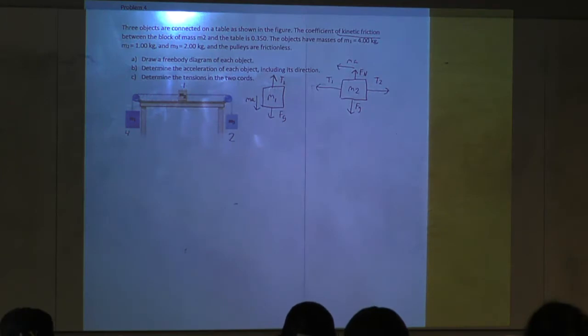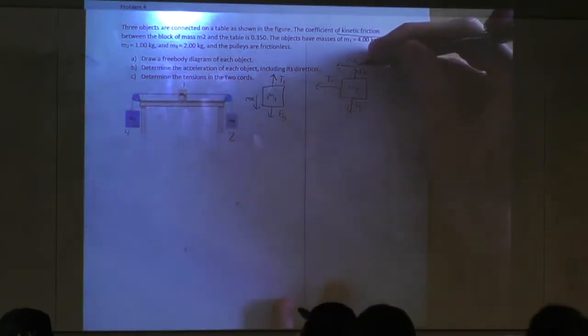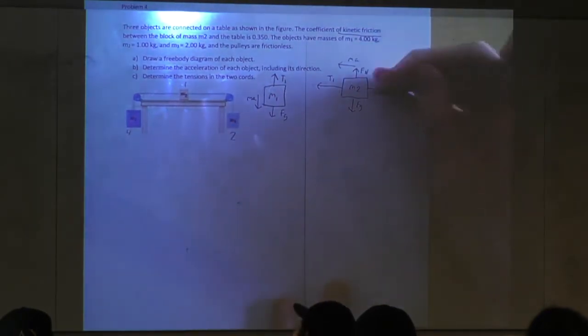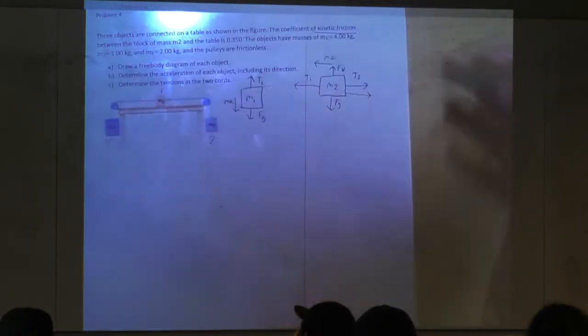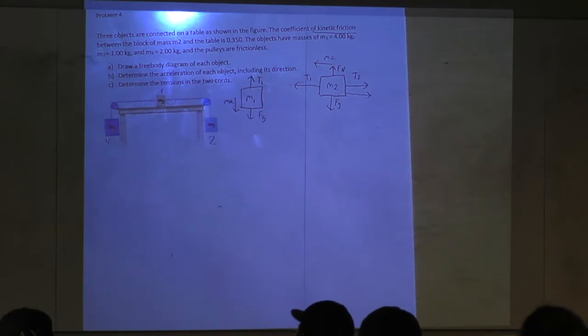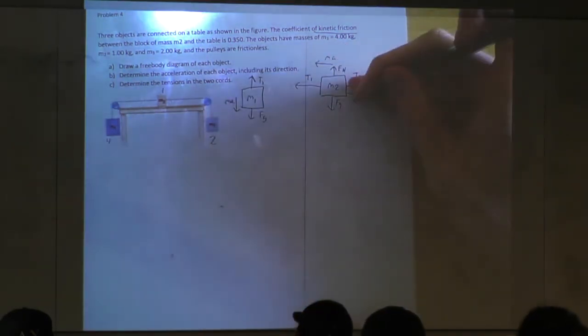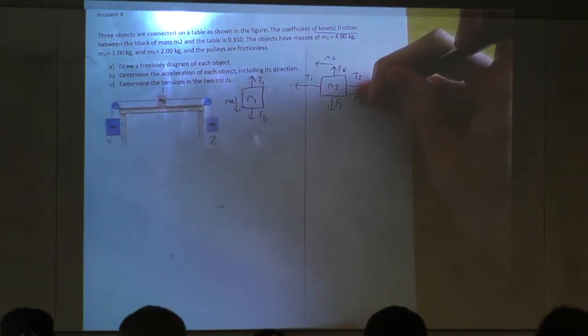So which way is friction going? Well, if we take what I said up here about accelerating to the left, that means that friction would be going to the right. And if I had drawn them accelerating the opposite direction, I would have drawn friction going the other way. So that's F of K.